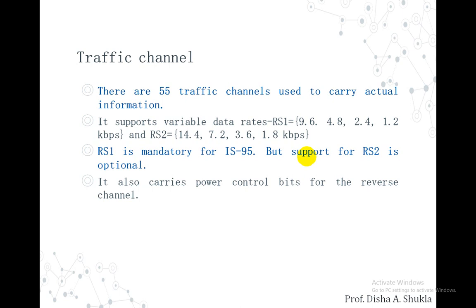It supports variable data rates, that is, the data rate set RS1 of 9.6, 4.8, 2.4 and 1.2 kilobits per second, and RS2, the second set of data rates, which is 14.4, 7.2, 3.6 etc. kilobits per second. RS1 is mandatory for the IS95 channel, but the support for RS2 is optional, and it also carries the power control bits for the reverse channel.